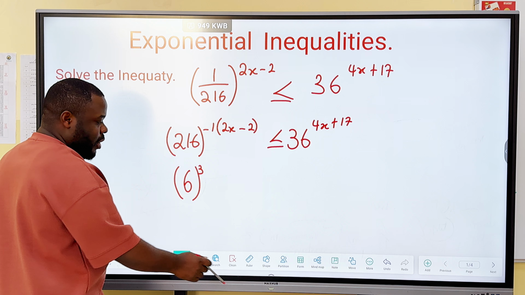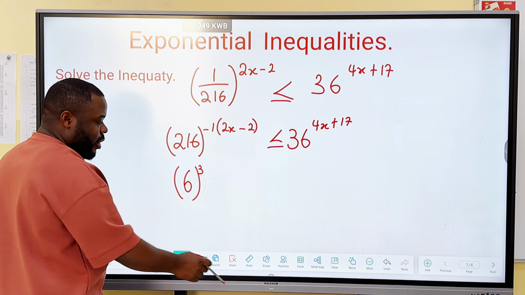So for instance, we know that 1 over 216 is the same thing as 216 raised to power negative 1, okay? We know that this is the same thing as this. So basically what we are going to write here is 216 raised to power negative 1, then multiplied by 2x minus 2, which is less than or equal to 36 to the power 4x plus 17. Okay, so you look at both sides of the inequality.